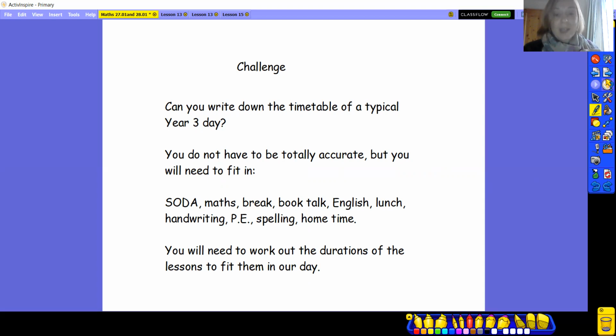You will need to work out the durations of these lessons to fit them into the day. Now, the lessons do not need to be exactly the same as at school, but you just need to see if you can fit everything in without any gaps, unless you can fill a gap with maybe a story or something. Okay, that is quite a good challenge, but I really look forward to seeing your work.